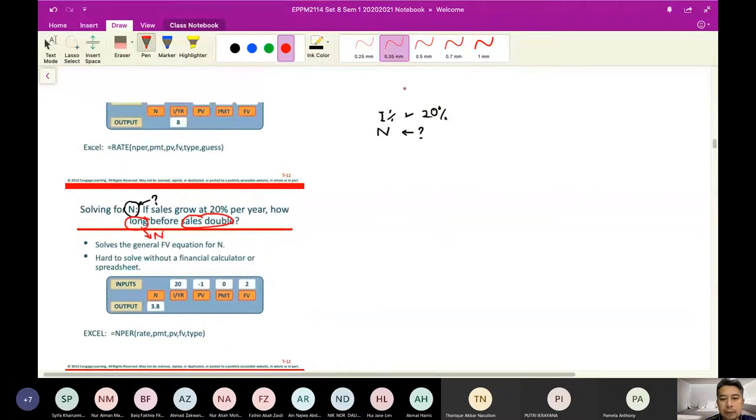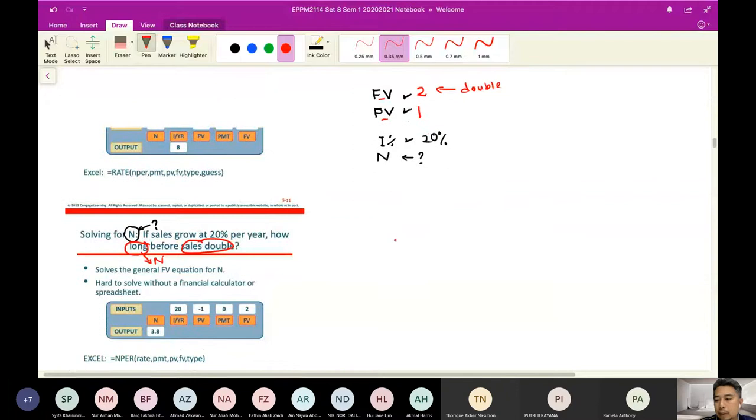3.8. That is the year. If you want to use the normal method, you need to use the formula here. Whether you want to use future or present value is up to you. So I'm using future value equal to present value times 1 plus r power of n. So future value is 2 equal 1 plus r, which is 1.2, power of n, we don't know. So what you need to do over here is use a log.